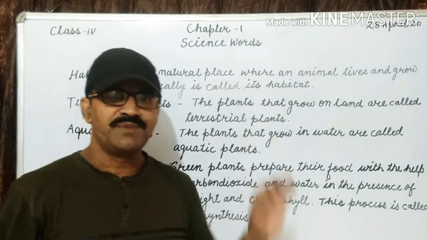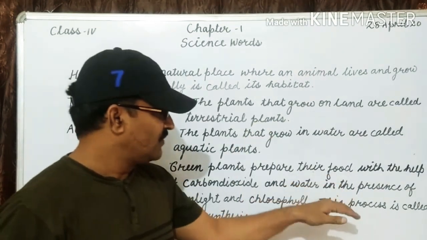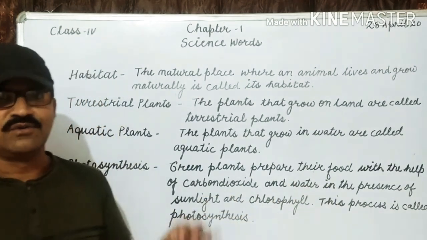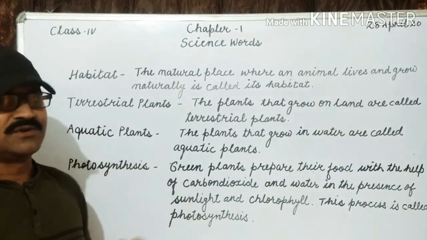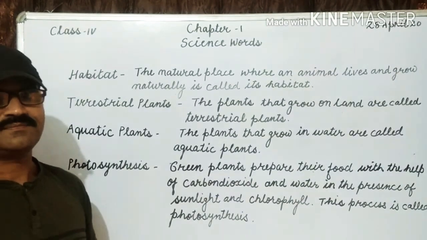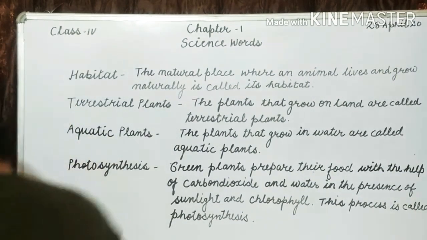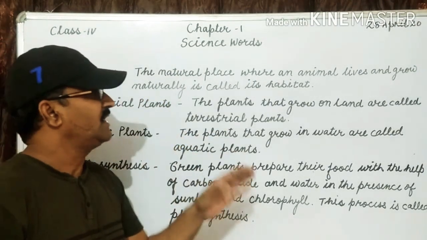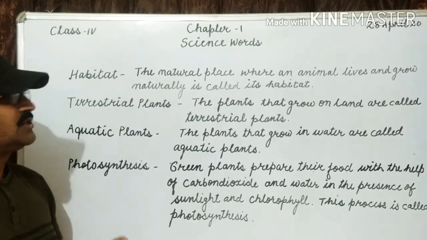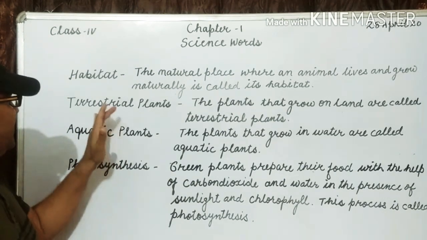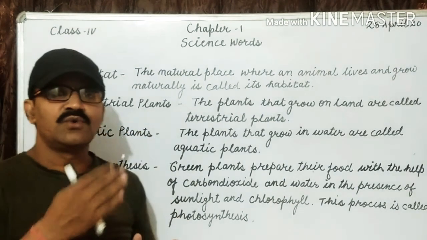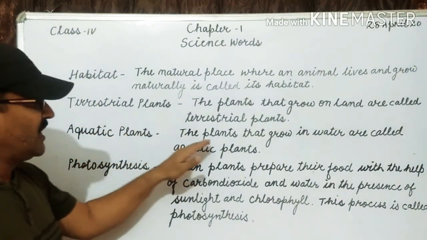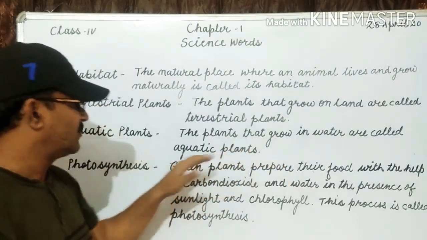Green plants prepare their food with the help of carbon dioxide and water in the presence of sunlight and chlorophyll. This process is called the photosynthesis. Now habitat is clear. The natural place where an animal lives and grows naturally is called its habitat. Second is terrestrial plants. The plants that grow on land are called the terrestrial plants. Aquatic plants, the plants that grow in water are called the aquatic plants.